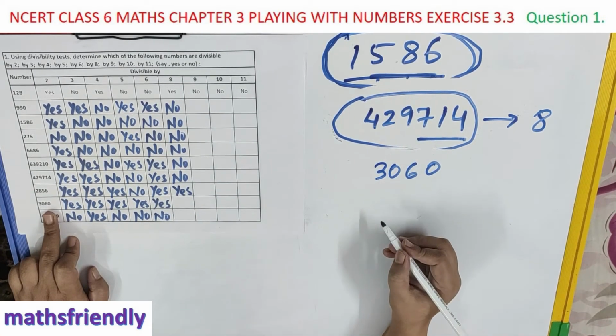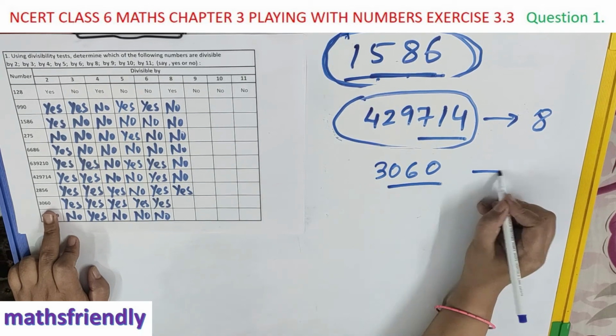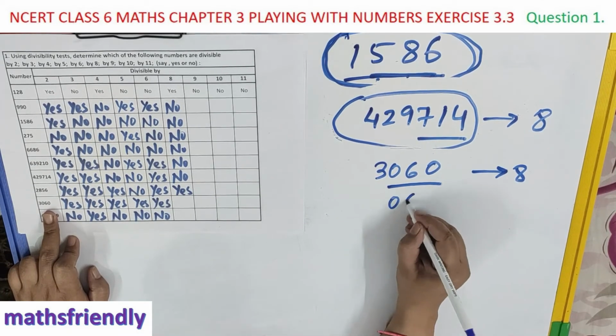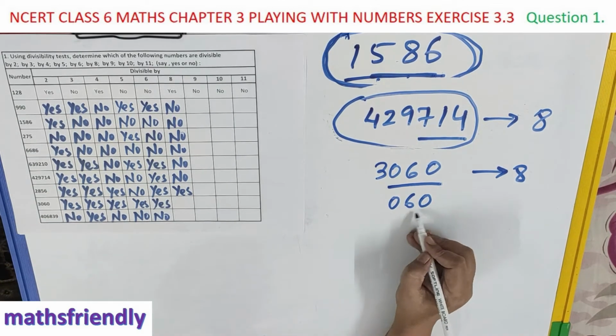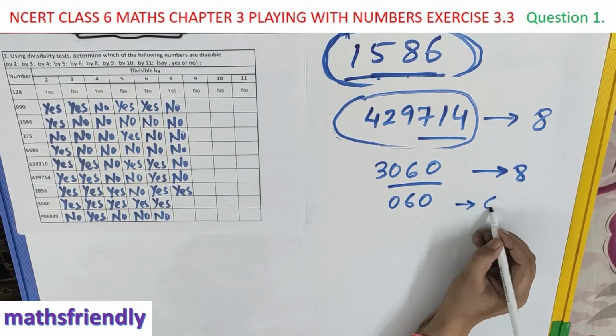3060. So we have to check the last 3 digits, whether the last 3 digits are divisible by 8 or not. So what are the last 3 digits? The last 3 digits are this. Then what is the number formed by these last 3 digits? The number is only 60.